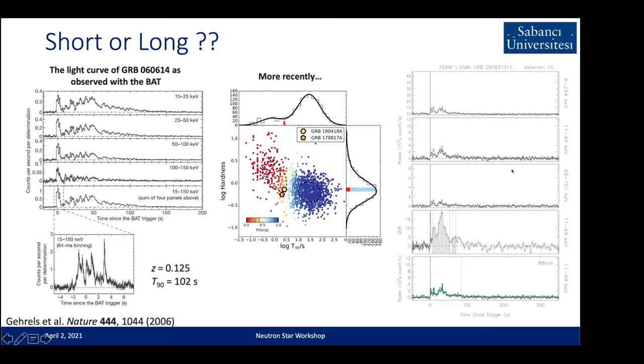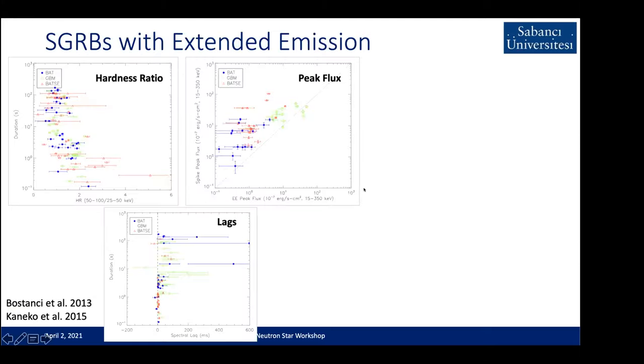And we have found about 50 probably total events. This is one that we found. It has a very, very short spike, but it has a kind of hump emission afterwards, extended emission that's much dimmer. But still, this is bright for our detector.